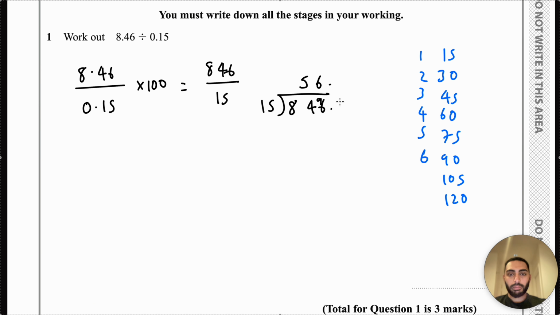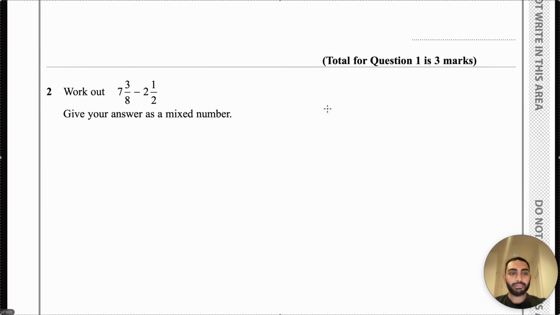Because I've got a remainder, I'm going to put an extra 0 after a decimal point and put my 6 there. This one's nice because 15 goes into 60 exactly 4 times, so my final answer would be 56.4.